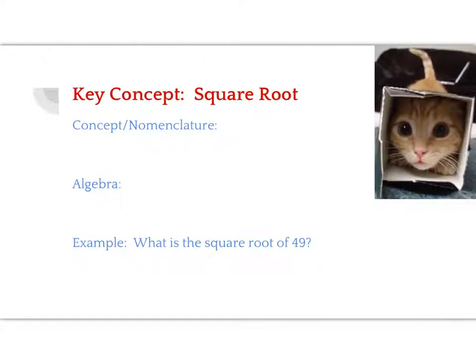Key concept, square root. So first we want just the symbol. And so we have this object. This object is called a radical.